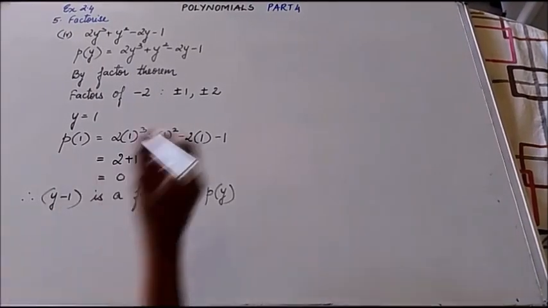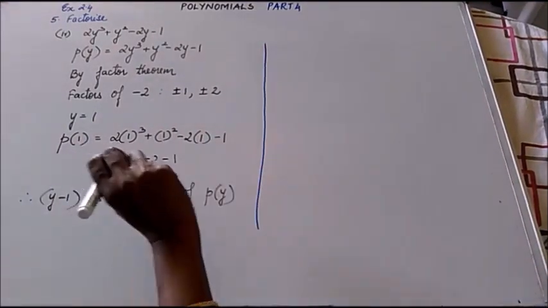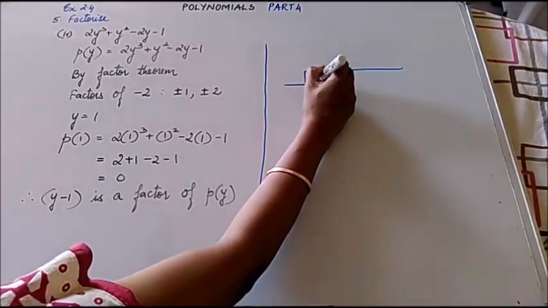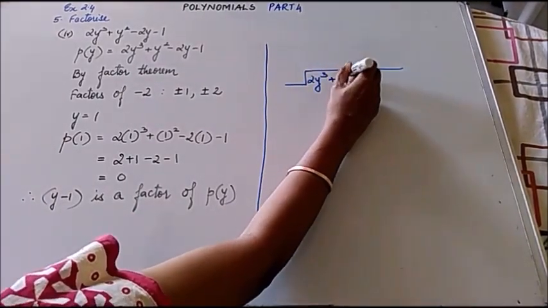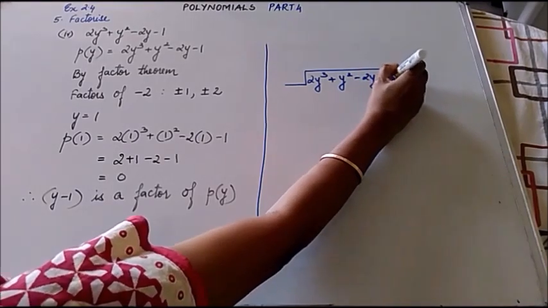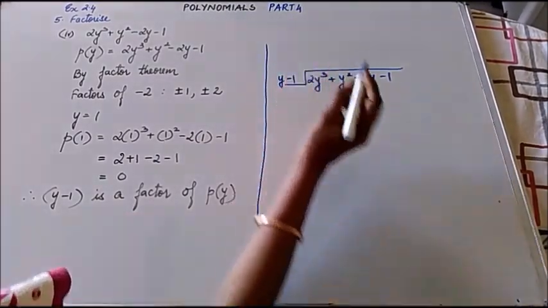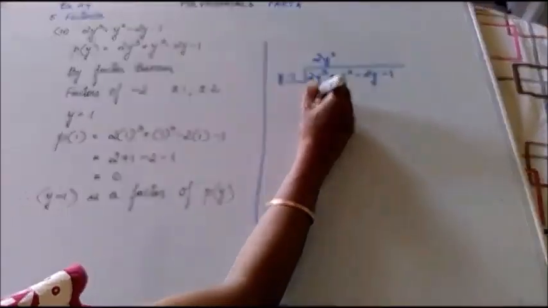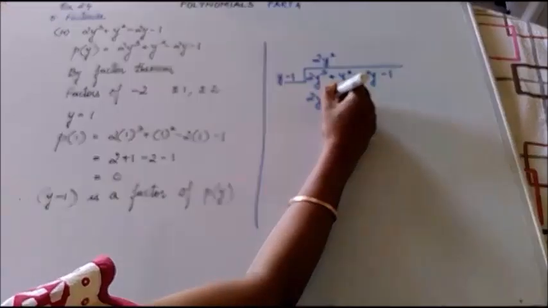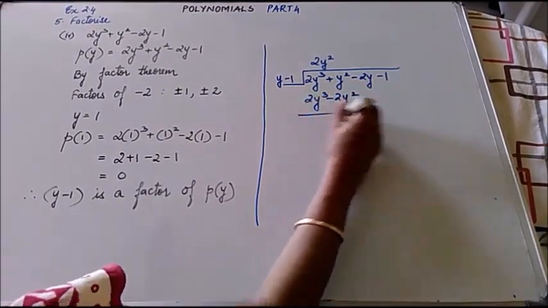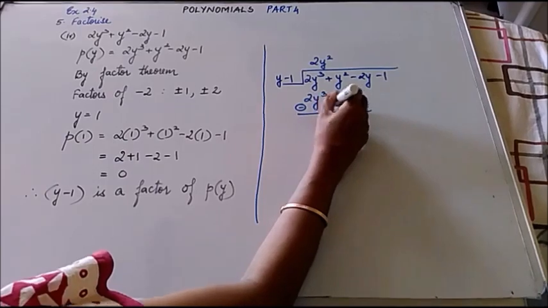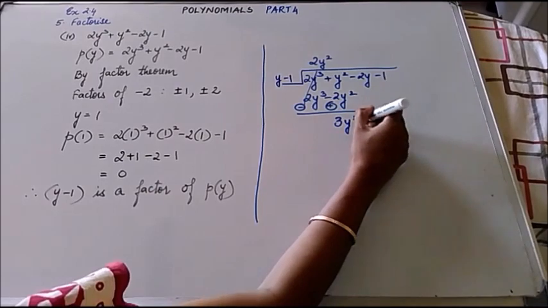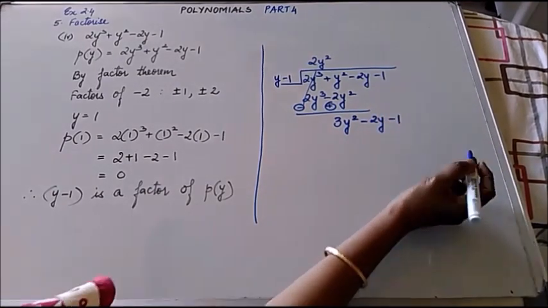Now let us find the other factor by long division method. That is, we divide 2y cube plus y square minus 2y minus 1 by y minus 1. What do we get here? 2y square. This will give me 2y cube minus 2y square. Subtract. The first get cancelled. Here you will get 3y square minus 2y minus 1.